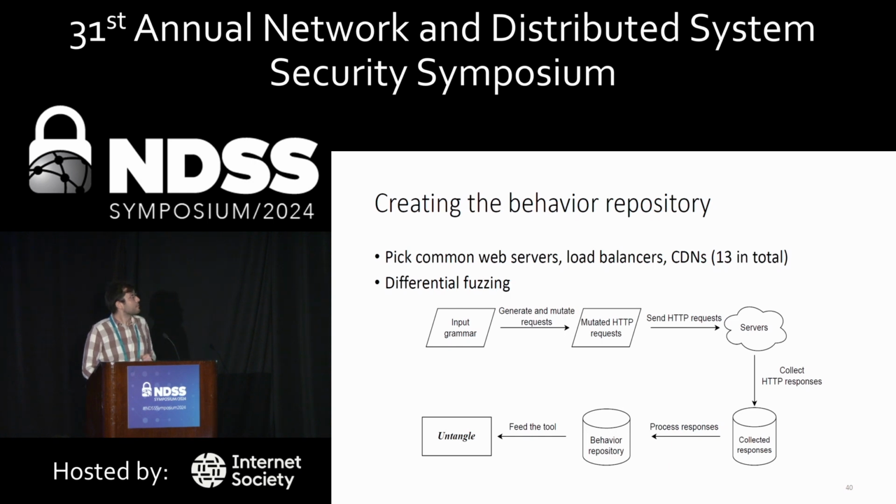And creating the behavior repository. How we do it: we pick common web servers, load balancers, and CDNs, 13 in total, and we differentially fuzz them. We mutate our HTTP requests, and we send these requests to the servers. We collect the responses, which eventually create our behavior repository, and this feeds our tool.